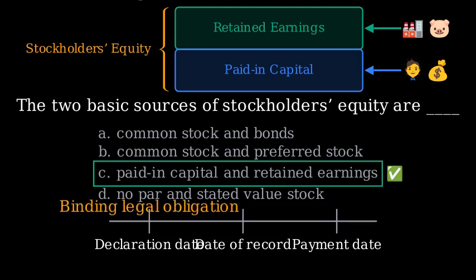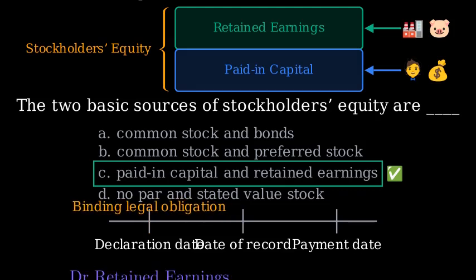Think of it like this. Once declared, the company owes the dividend, creating a liability called dividends payable. On the date of record, there is no journal entry. It simply determines which shareholders are entitled to receive the dividend. On the payment date, the company pays out cash and removes the liability. Debit dividends payable and credit cash.